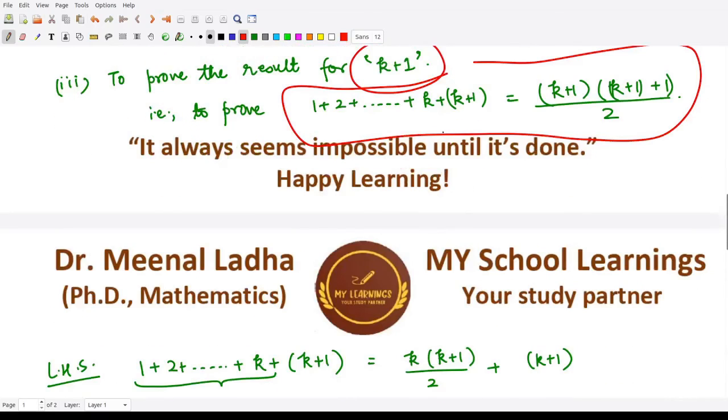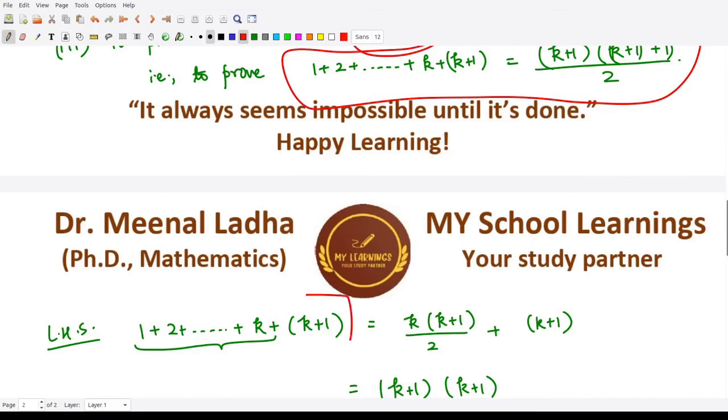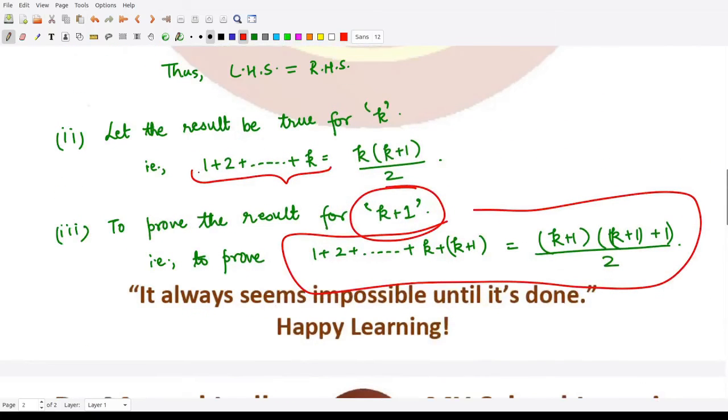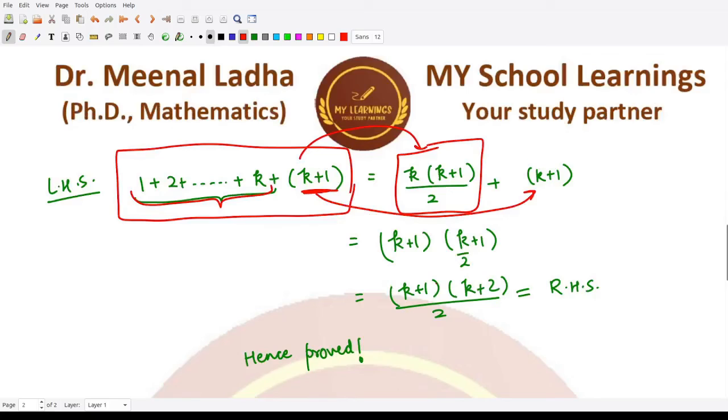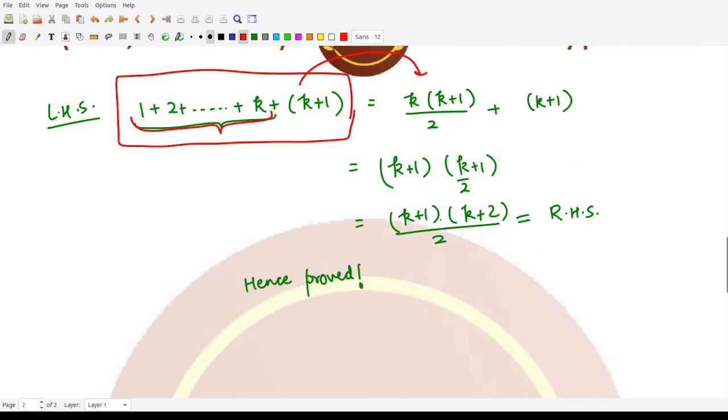So let's take the left hand side first. The first k terms are nothing but the sum of first k terms, and we have assumed that the sum of first k terms is given by k(k plus 1) divided by 2. So let's substitute that, and the last term k plus 1 remains as such. Now we have to solve this. You can take k plus 1 common from both the terms, so you are left with k by 2 plus 1.